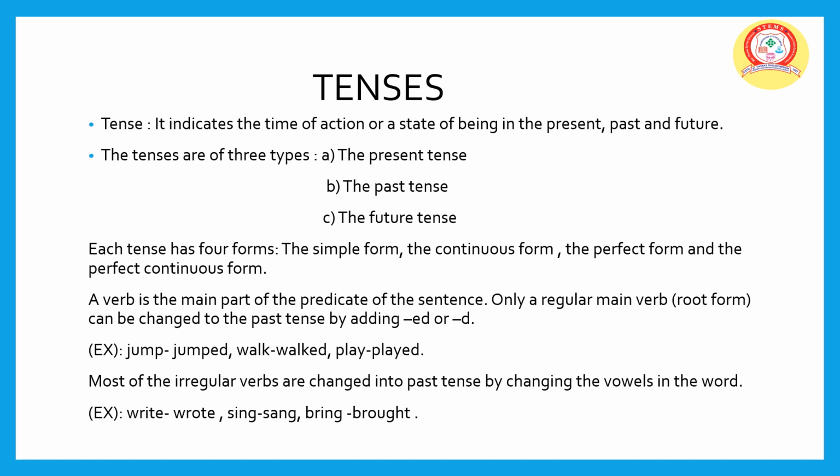Most of the irregular verbs are changed into past tense by changing the vowels in the word. See, for example, write, it becomes wrote. So I changes into O. The I vowel changes its form to O. Sing becomes sang. Bring becomes brought.